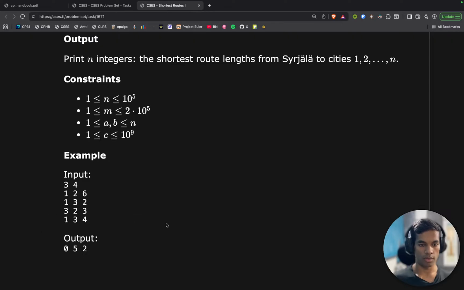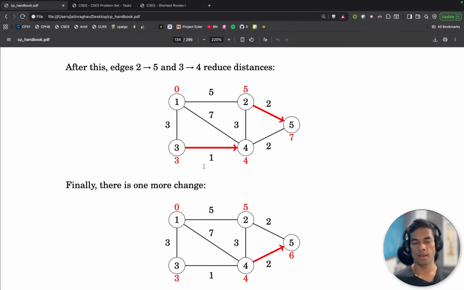So to go from Syrjälä to Syrjälä, the answer is 0, and to go to city number 2, the answer is 5, and to go to city number 3, the answer is 2. That makes sense. We have to make sure that we do not go to the city that we just came from. Okay, that also makes sense.